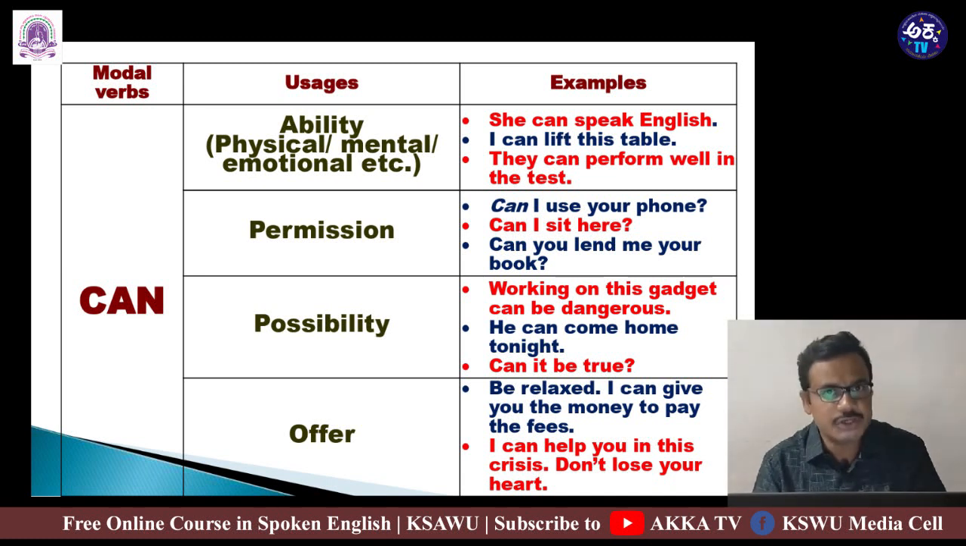I am taking his permission to sit beside him. And then, can you lend me your book? I don't have my book right now. Can you lend me your book so that I can read the book and I can make notes? So I am seeking the permission of the person, right?